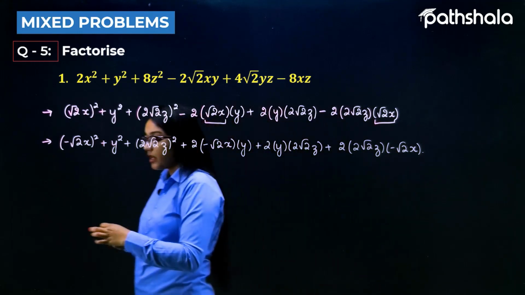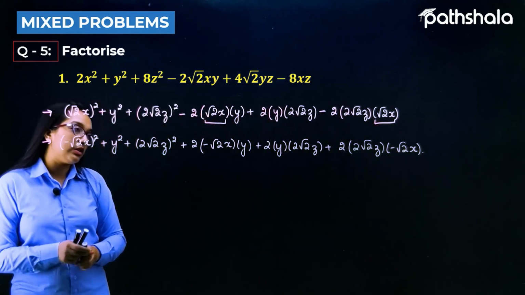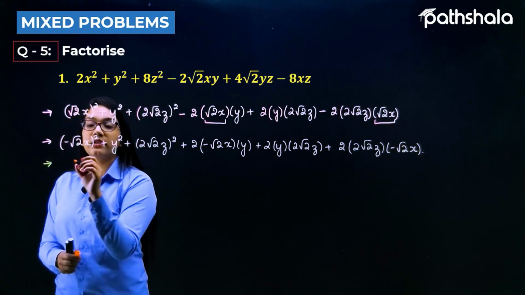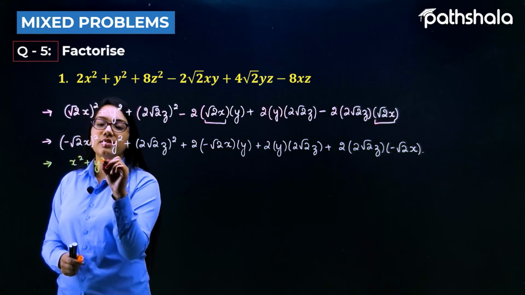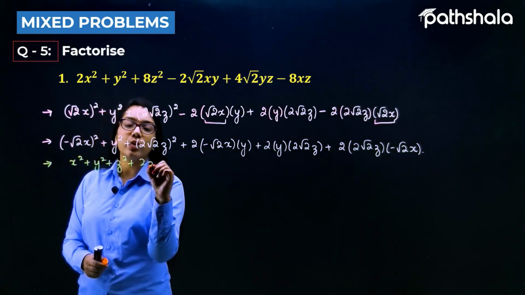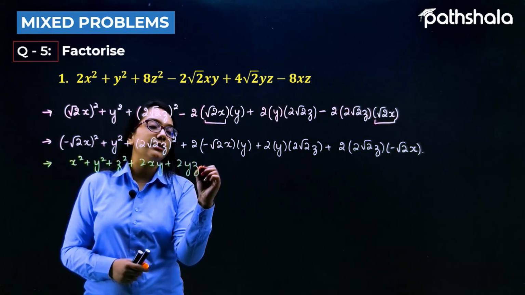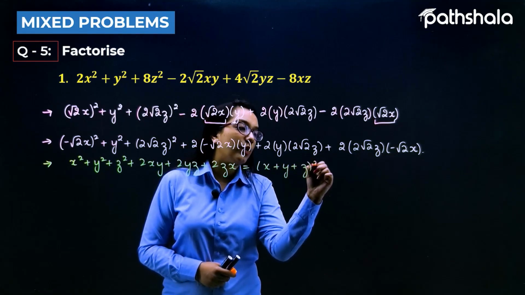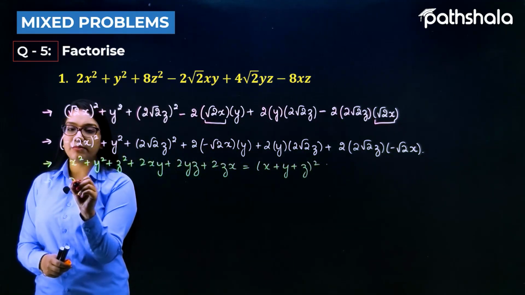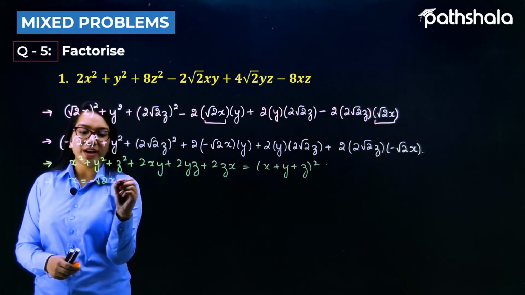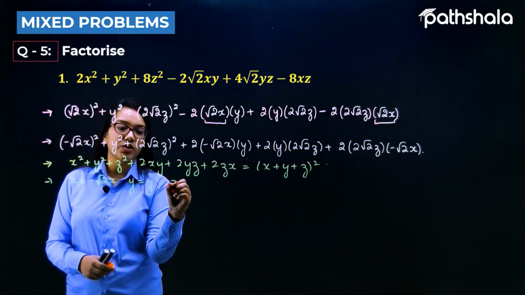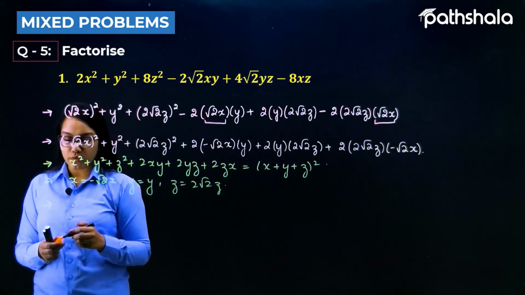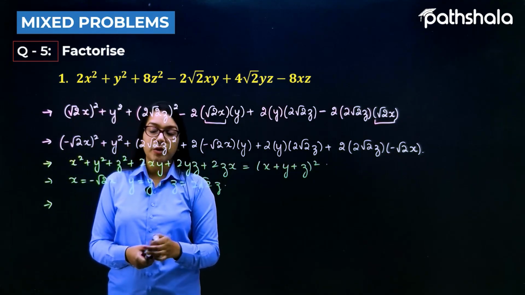Further we can see that this expression resembles the algebraic identity x² + y² + z² + 2xy + 2yz + 2zx, which is equal to (x + y + z)². So in place of x we can use −√2x, in place of y we can use y, and in place of z we can use 2√2z. Now let's use all these values and factorize this expression.